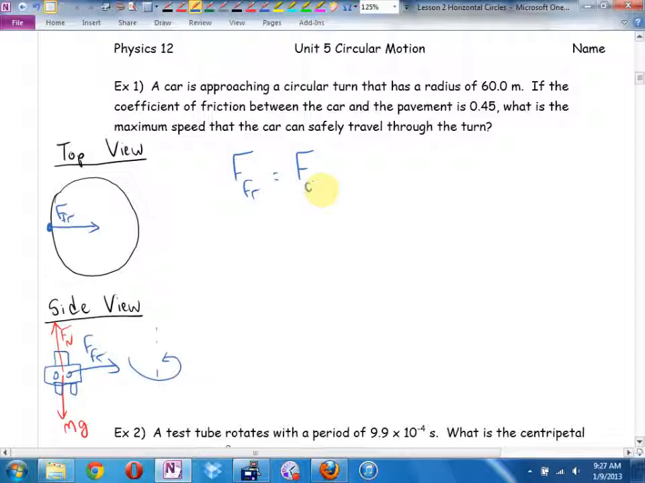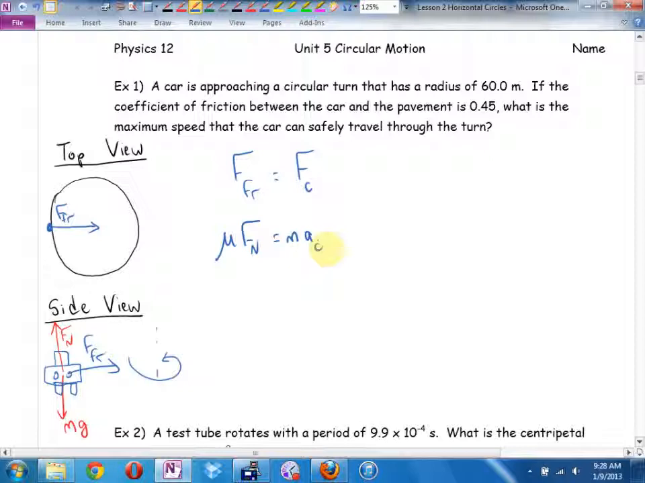Friction is what times what? Circular force is m times circular acceleration. Which equation am I going to use for circular acceleration? It depends. What are they asking me to find? Speed? I probably want to use the equation for circular acceleration that has a speed in it.